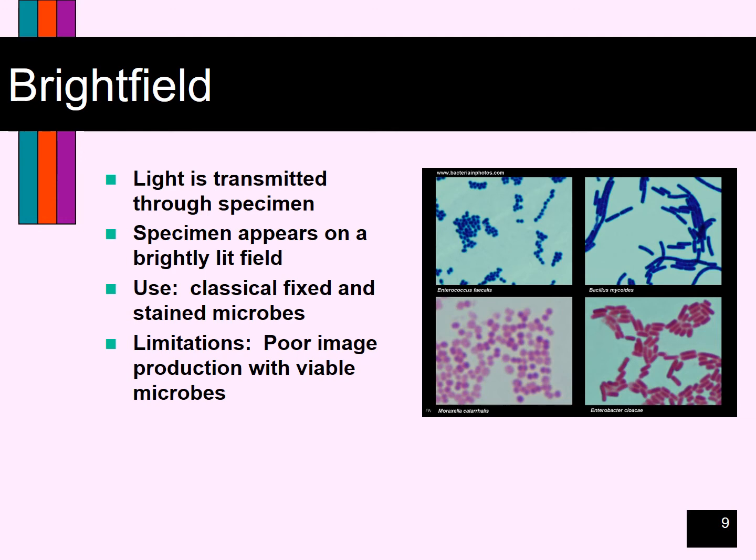This is actually the main use of your bright field microscope: looking at classically fixed and stained microbes. You can look at viable or living microbes with the compound light microscope, but since they're living and not stained, you're going to have trouble seeing them. And so I wrote up there that the limitation would be poor image production.